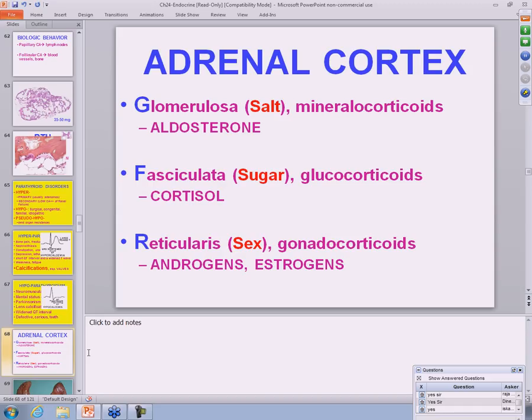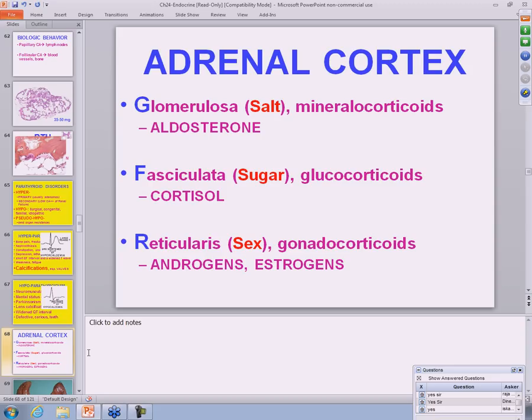Well, what does the kidney do? The kidney has glomerular filtration rate, right? That's GFR. Well, the adrenals now are also GFR, because if you look at the layers of the cortex, it's GFR, going from capsule to medulla. Glomerulosa, which looks like little glomeruli from a kidney. Then fasciculata, which is the biggest, thickest, longest layer, and those are fascicles.